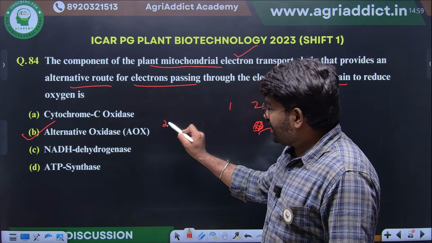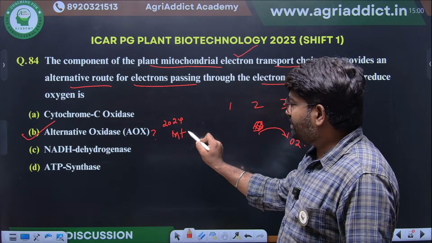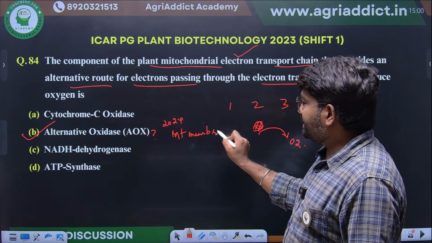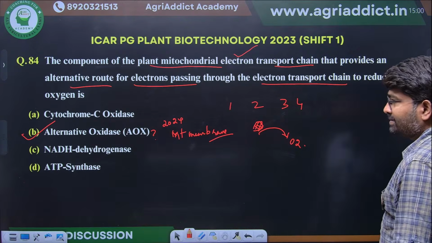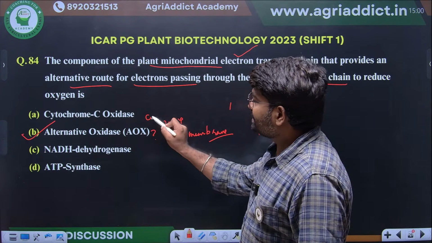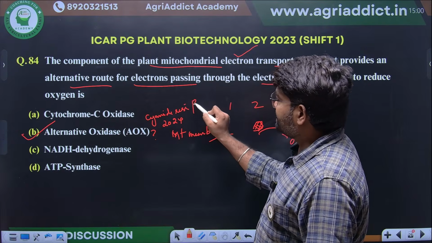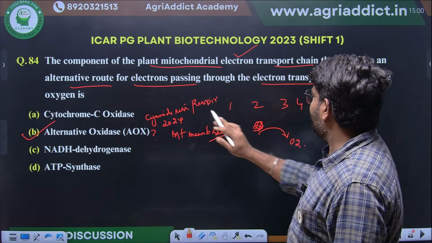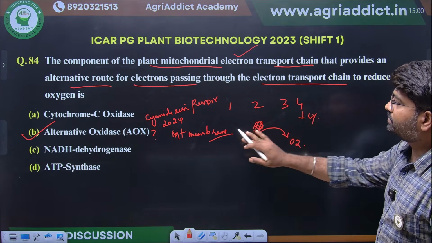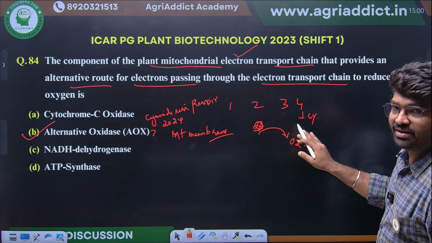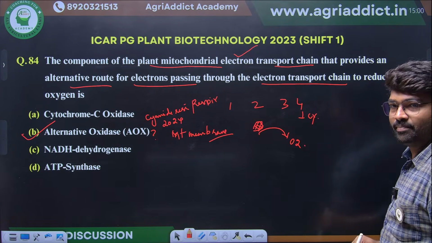In 2024, they asked where this alternate oxidase will be located. It will be located in the mitochondrial membrane, not in chloroplast. Clear? This we can also say as cyanide resistant respiration. Why? Because cyanide will inhibit complex 4. This alternate oxidase directly transfers the electron to oxygen, so cyanide resistant respiration can happen.